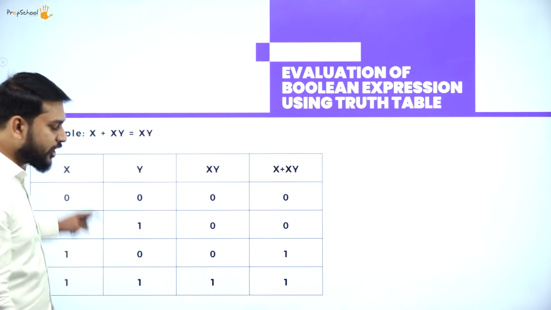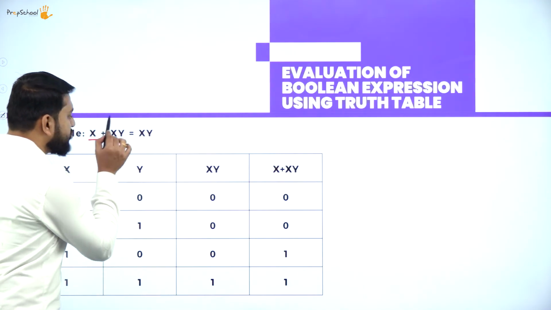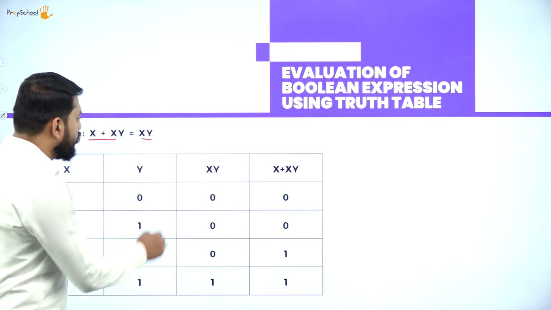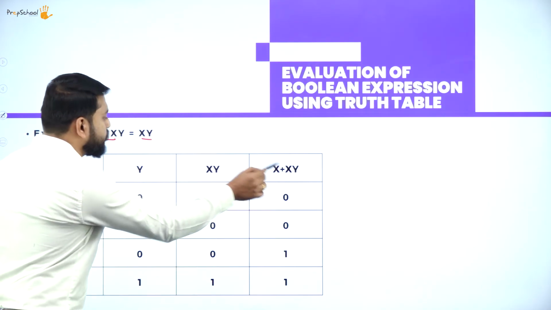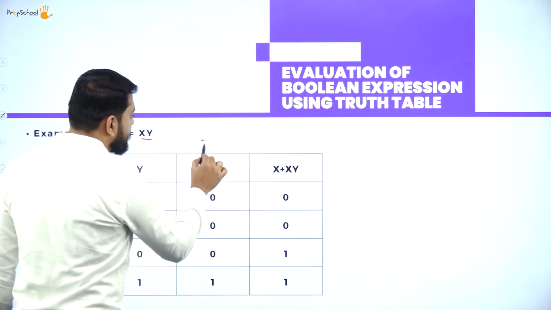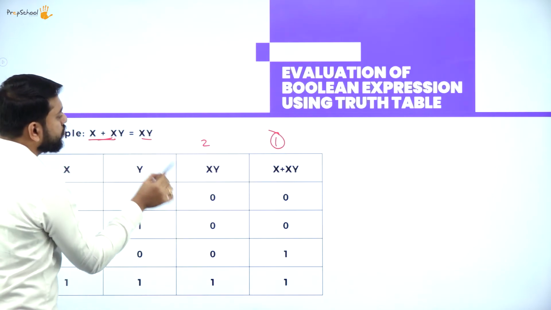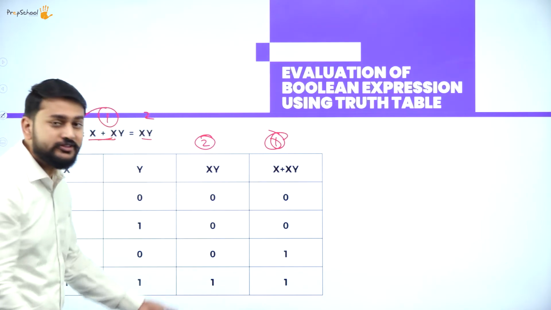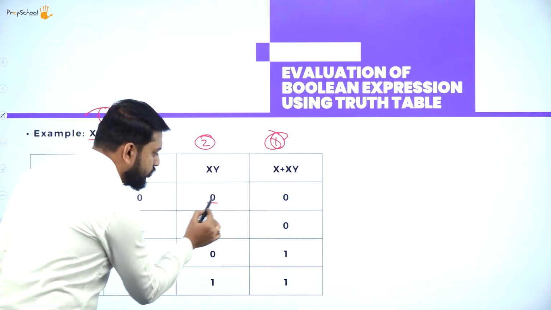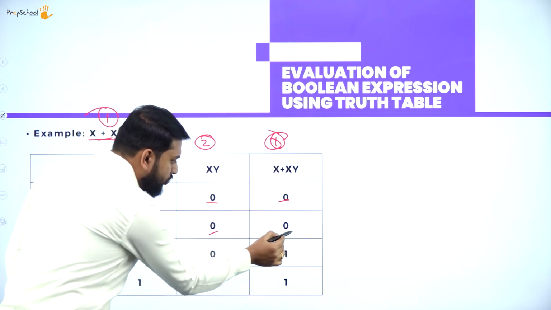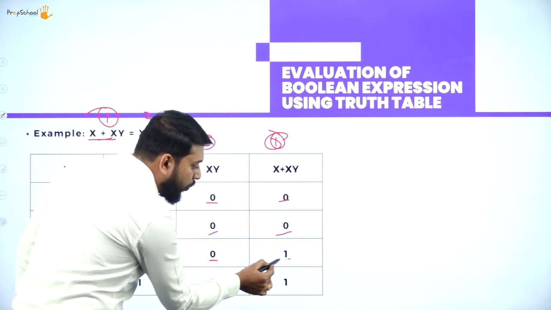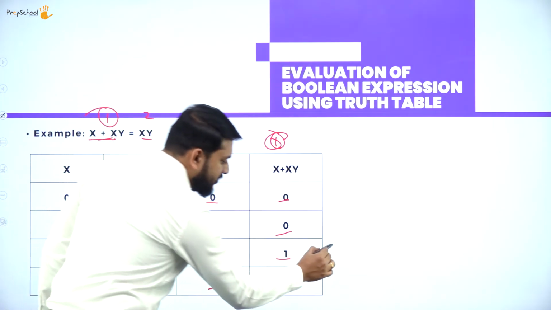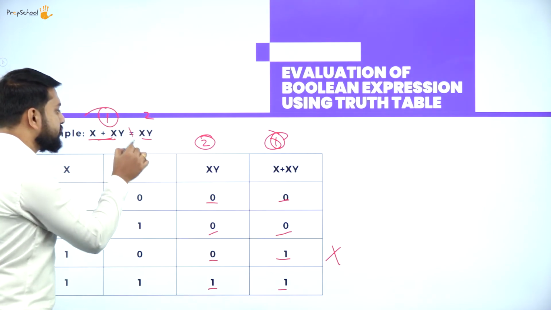Now let's check whether it is equal. This expression and this should match. Is it matching? Let's check that. So this is X into Y and this is X plus Y. Let me just write this as 2 and this as 1. So compare this 2 and 1. Do I have the same values? Please observe here, 0, 0, yes, I have the same thing. 0, 0, I have the same thing. Here I have 0 and 1, so it's not same. Here I have 1 and 1, it's same. But here it's not same. So this equation is not equal.